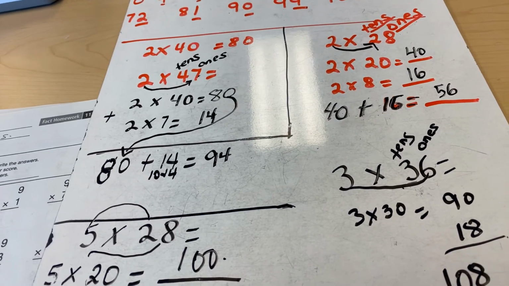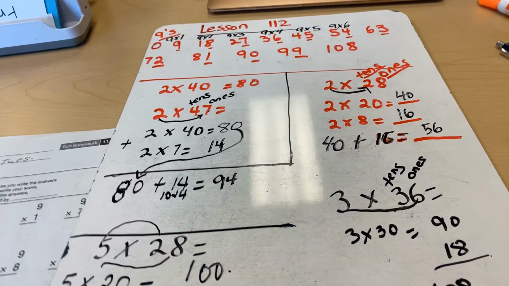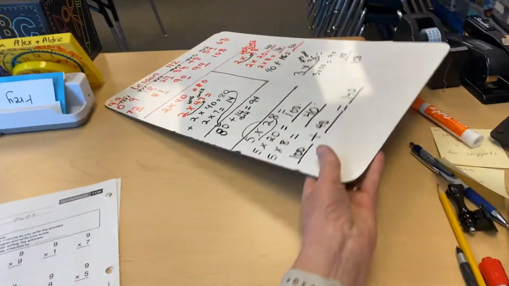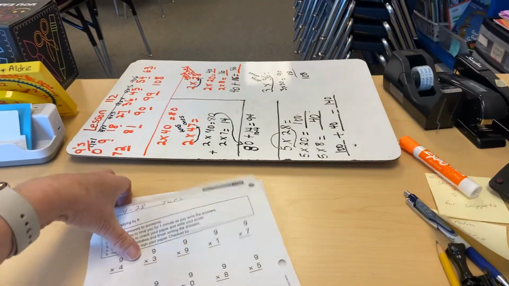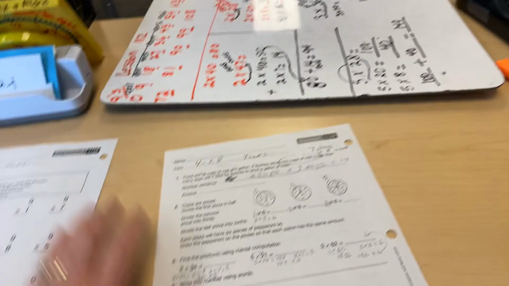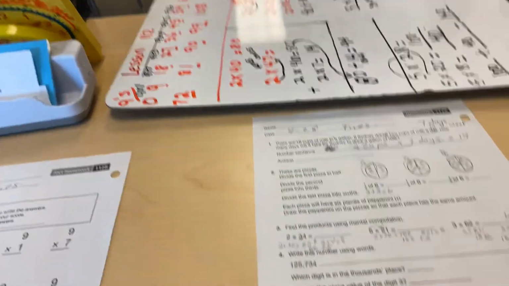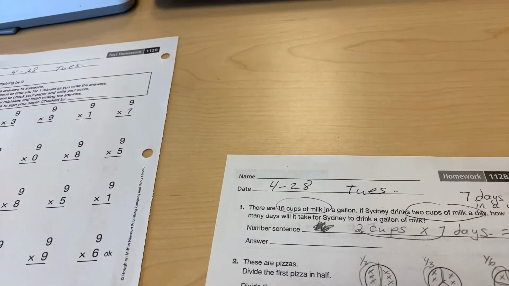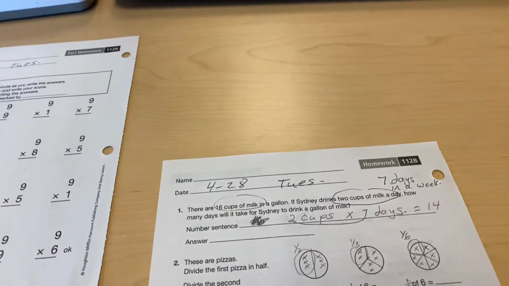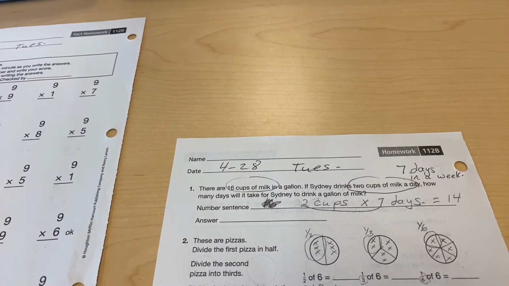All right, so give that a shot. Now I'm going to move this so I can go to the work page that I'm going to help you with this time. There's your 9 paper. This paper we have, there are 16 cups of milk in a gallon.